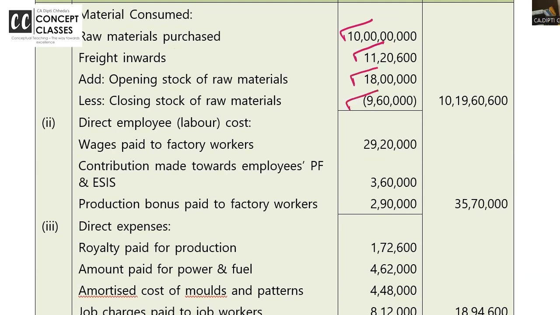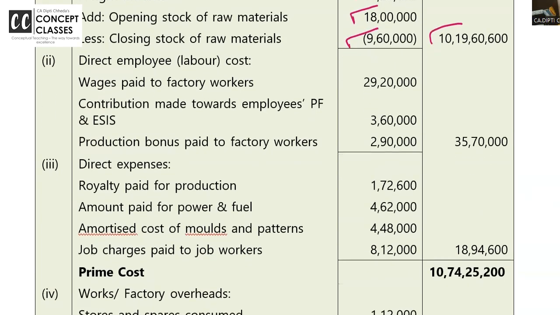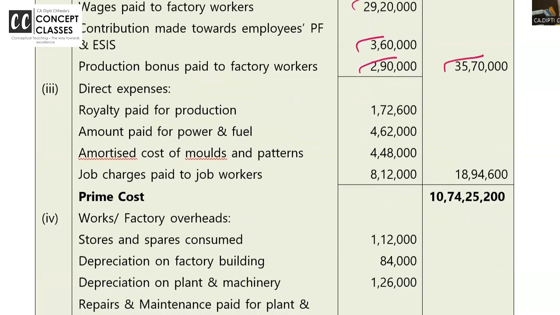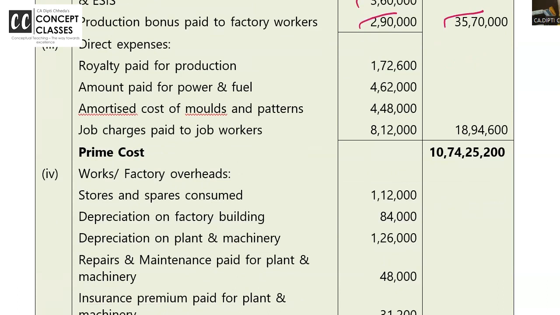Closing stock. This is all related to raw material. Wages of the factory worker. ESIC. Bonus to factory workers. Direct wages. Direct expenses. Royalty. I gave you the example of Cadbury's. So royalty when you pay it directly.